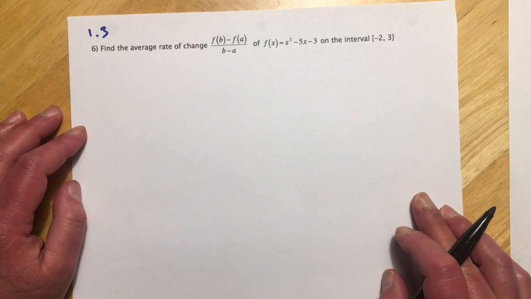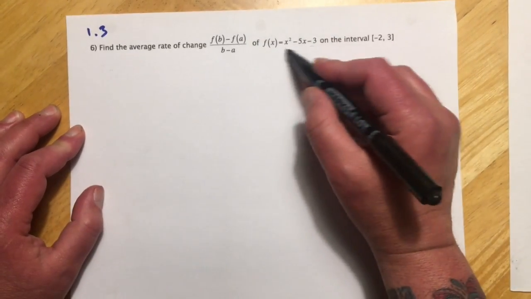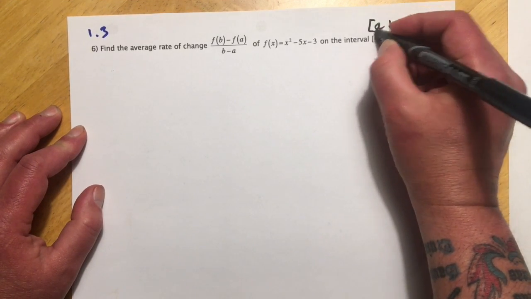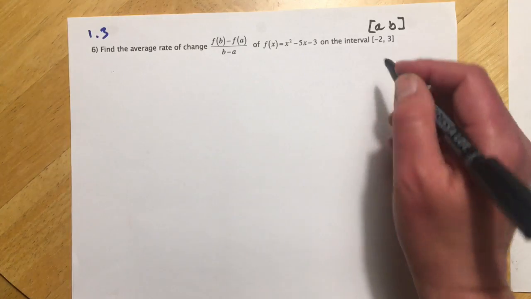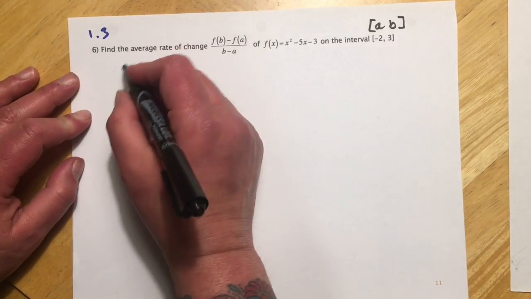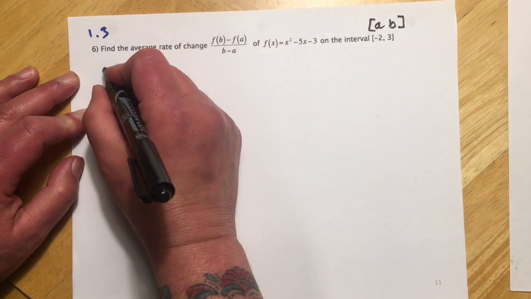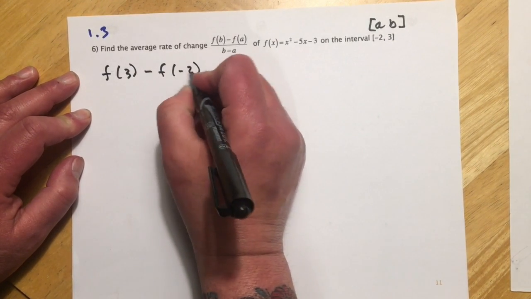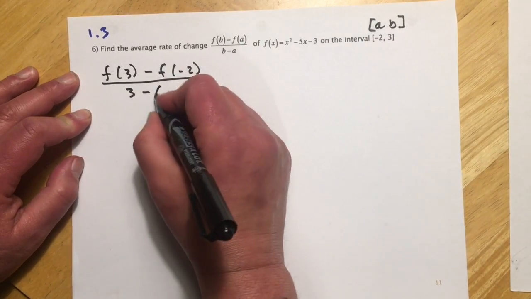Okay, so number 6 is find the average rate of change, f of b minus f of a over b minus a, of this function on that interval. So this is your a, and this is your b. So what we're going to do is evaluate, so a is, let me actually write out what we're going to do. We're going to find, so b is 3, a is negative 2. So this is f of 3 minus f of negative 2 over 3 minus, careful with the signs there, negative 2.